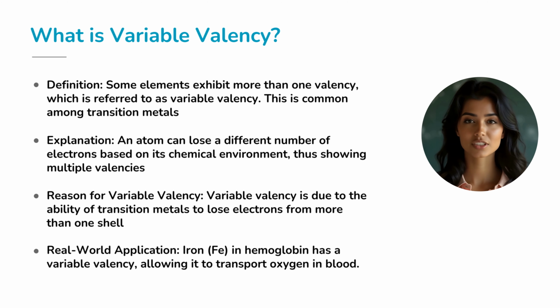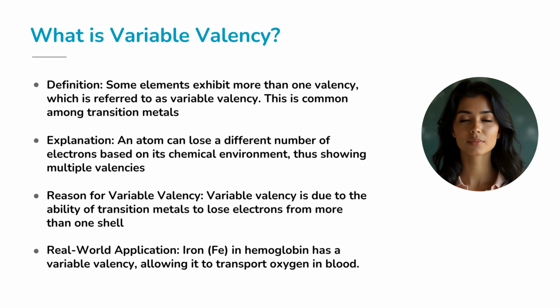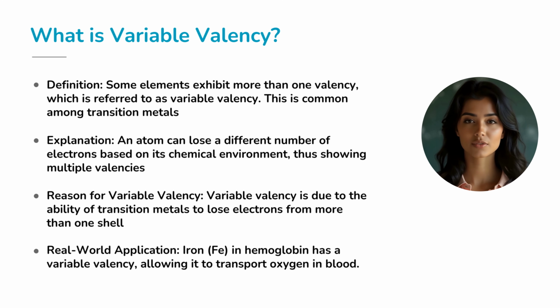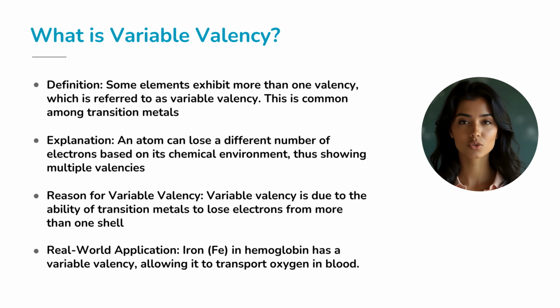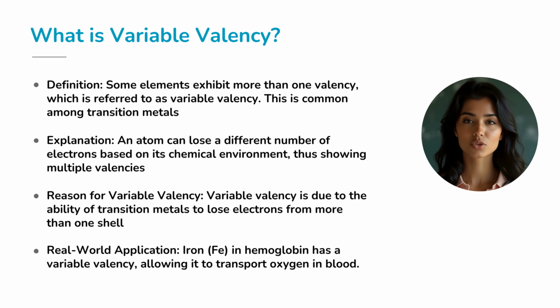Now, let's dive into something interesting: variable valency. Have you ever thought why some metals behave differently in various reactions? Well, that's because some metals can exhibit more than one valency depending on the conditions. Take copper, for example. It can show a valency of +1 in copper chloride or +2 in copper sulfate. This flexibility comes from its ability to lose electrons from different electron shells. Think of it as a person who can use multiple hands to form different types of bonds. That's variable valency in action.